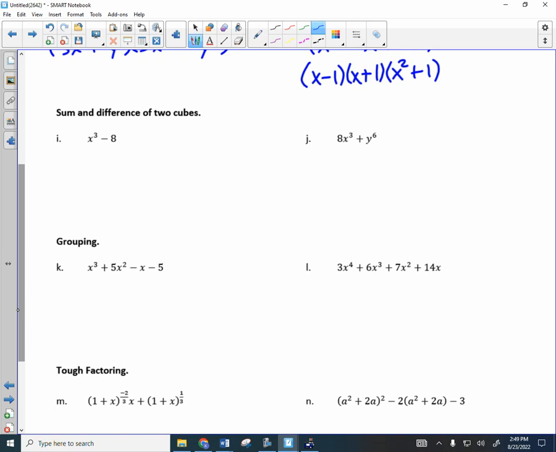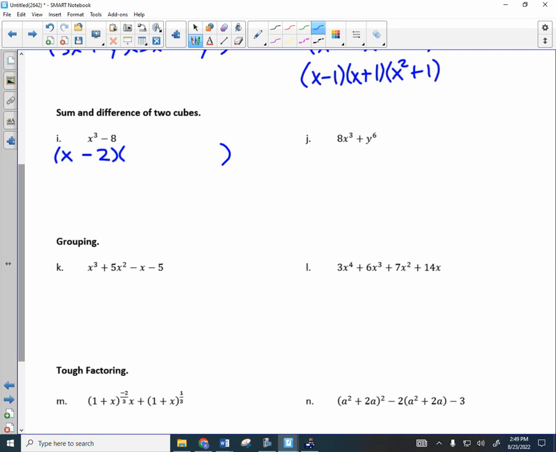And here we go. I have 2 cubes. We factor them. What do you multiply 3 times to get x cubed? X. What do you multiply 3 times to get 8? Dos, which is Spanish for 2. Plus or minus? Minus. Easy so far, right?